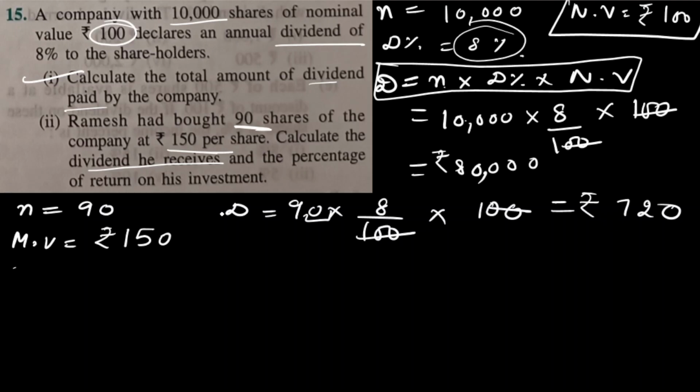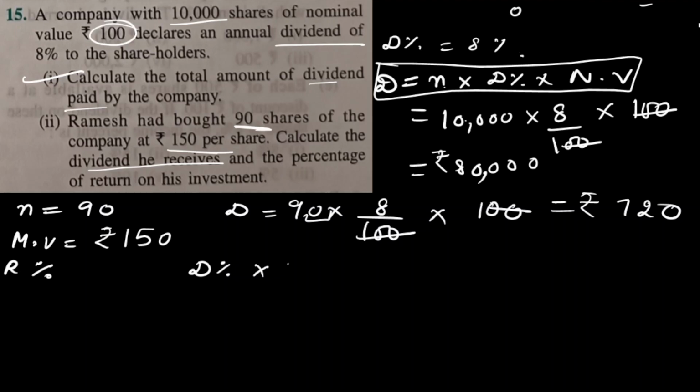Now the percentage of return we have to find. Percentage of return means R percent we have to find. So this third formula, fourth formula, dividend percent into, I'll just write here.